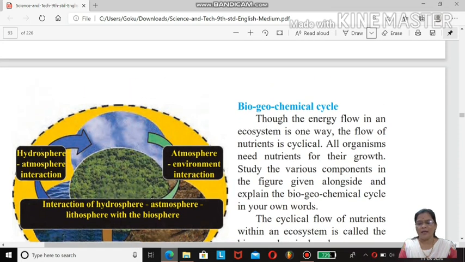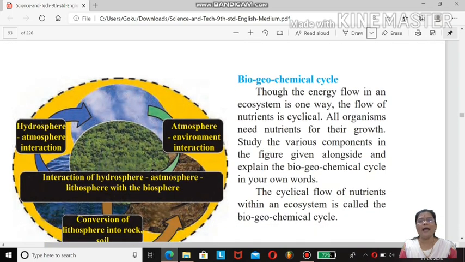Students, though the energy flow in an ecosystem is one way, the flow of nutrients is in a cyclical manner. Then which are the nutrients? For example, carbon, nitrogen, oxygen, these are the nutrients and their flow is cyclical. All organisms need nutrients for their development, for their growth.